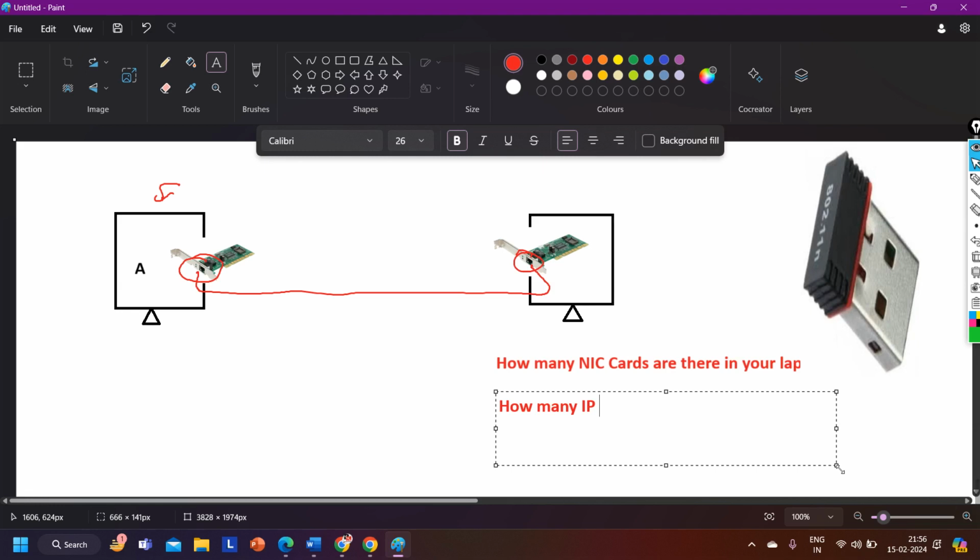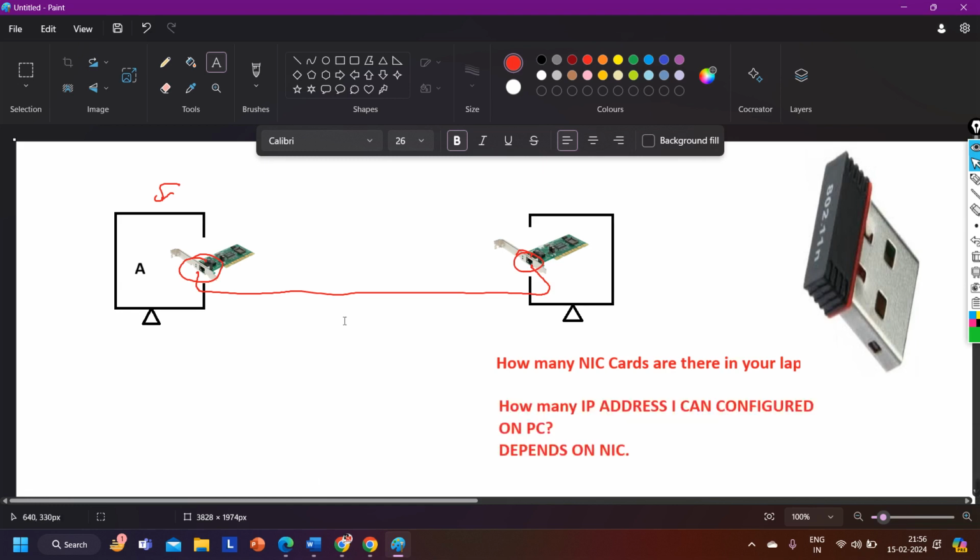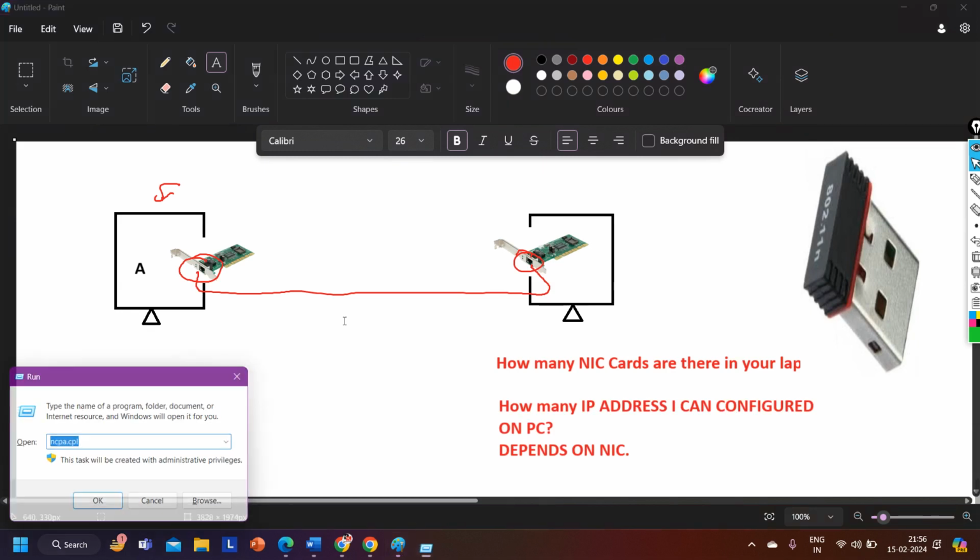Correct? How many IP addresses can I configure on a PC? Depends on the NIC. Got it? So like this, you can see here also.